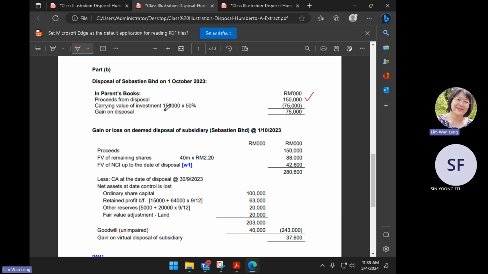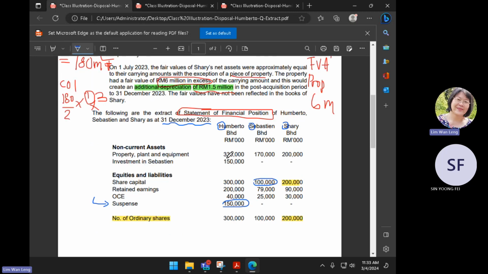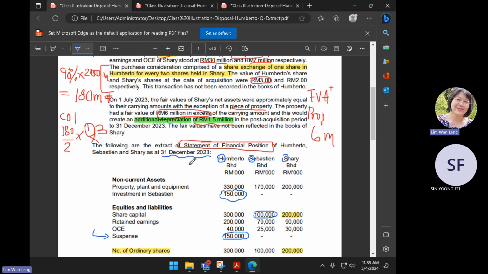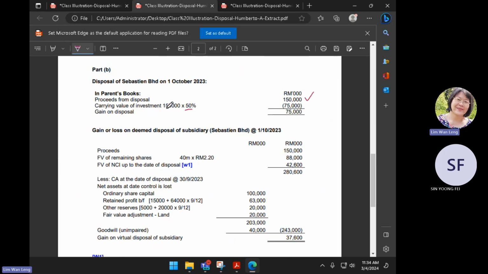Then how much was the original cost of investment? That means the first time you acquire the 80% that time. Original cost of investment in Sebastian was 150 million. And then they tell you, you dispose of 50% of what you own. So which means 50% times the original cost of investment the first time you bought it. So you will get 75. So at the end of the day, this is a gain on disposal.